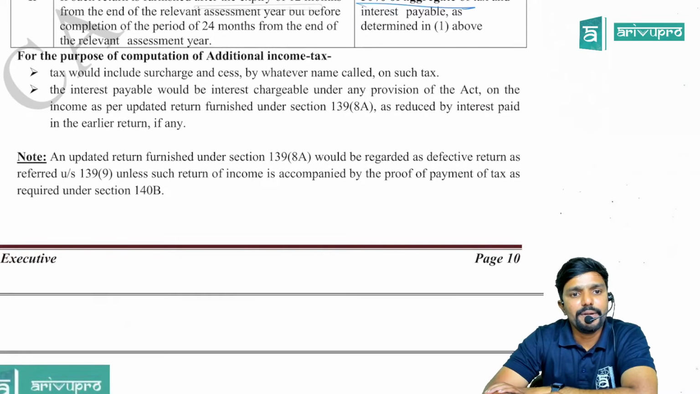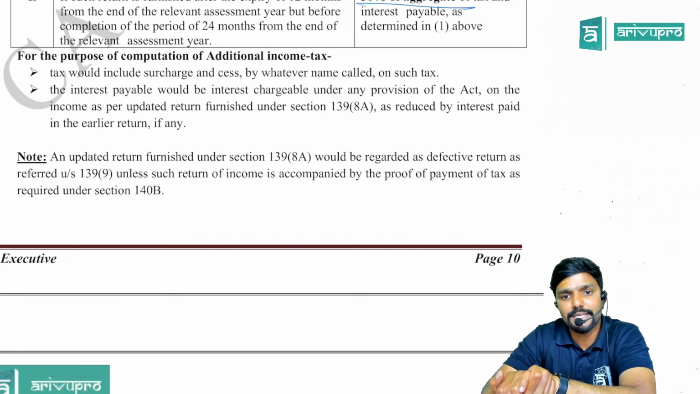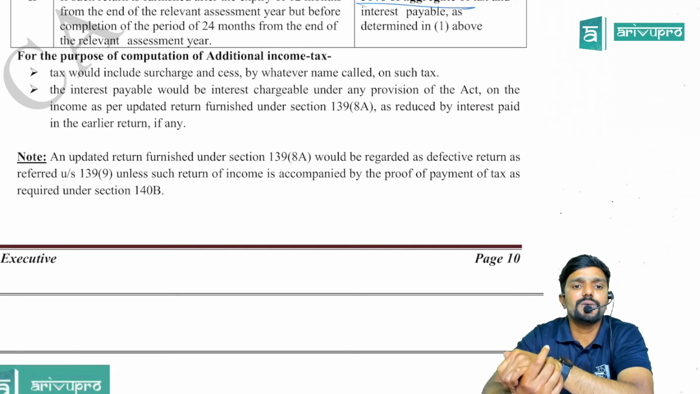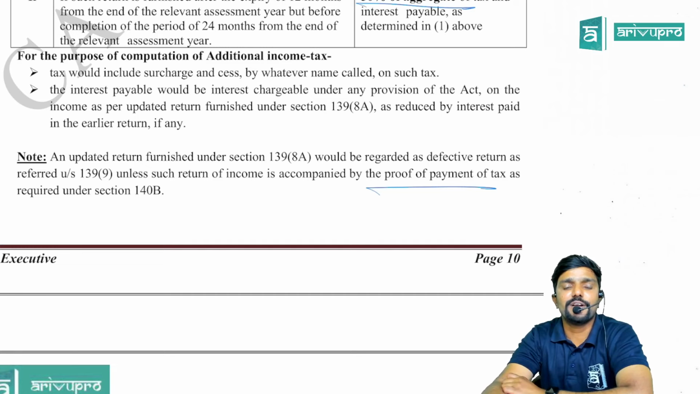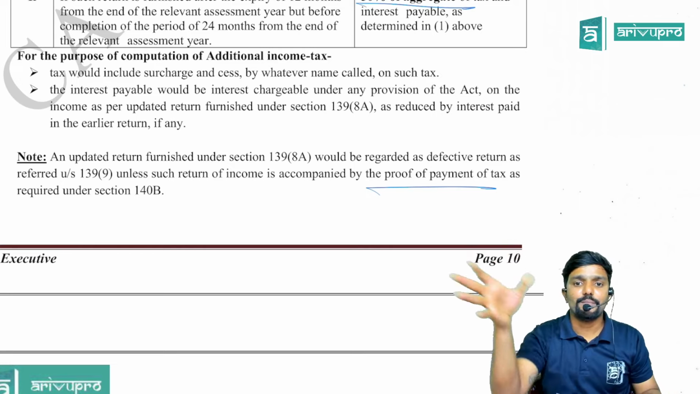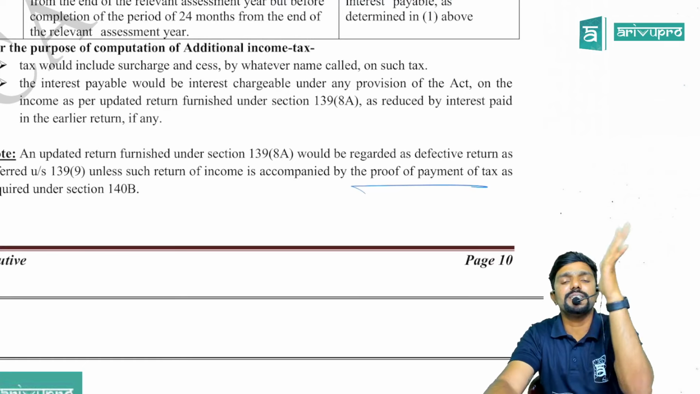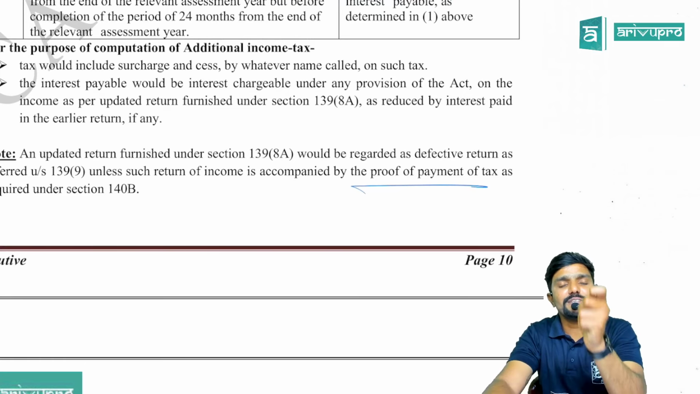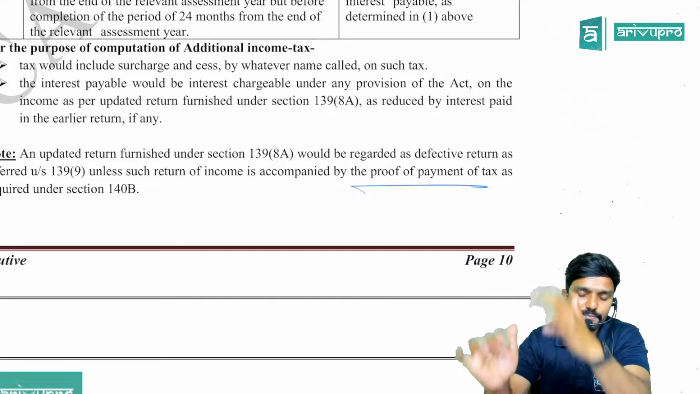Note: an updated return furnished under section 139(8A) would be regarded as a defective return as referred under section 139(9) unless such return of income is accompanied by proof of payment of tax as required under section 140B, guys. Means before filing the updated return, you should have paid tax, and the proof of that payment should be attached to your updated return. Only then it will be considered a valid return. If the updated return is filed without the proof of payment of tax, then it will be considered a defective return, guys. Clear? Yes. Sure.